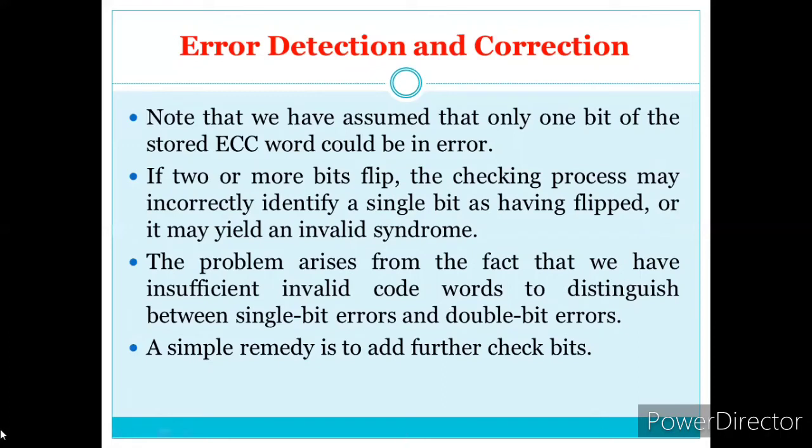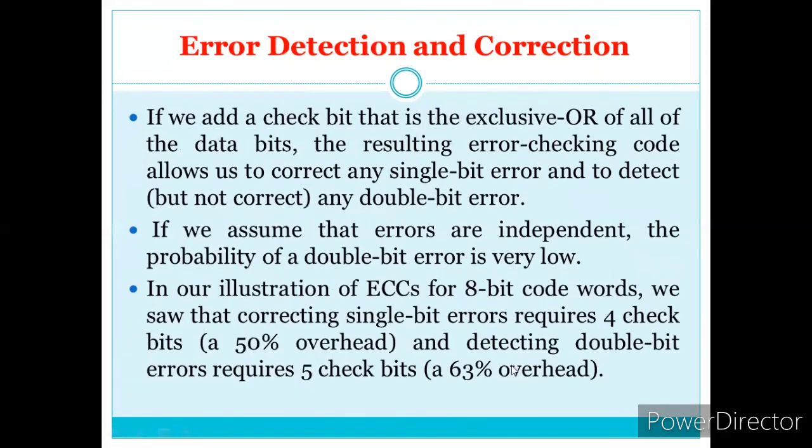We have to distinguish between a single error bit and a double error bit. In order to detect a double error bit, we have to add a further check bit in the given problem. If we add a check bit that is the exclusive OR of all the data bits, the resulting error checking code allows us to correct only a single bit but detects a double error bit.